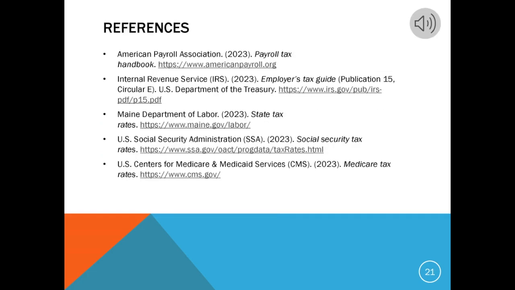And lastly, we have references. We got the American Payroll Association, the IRS, the Maine Department of Labor, U.S. Social Security Administration, and the U.S. Centers for Medicare and Medicaid.